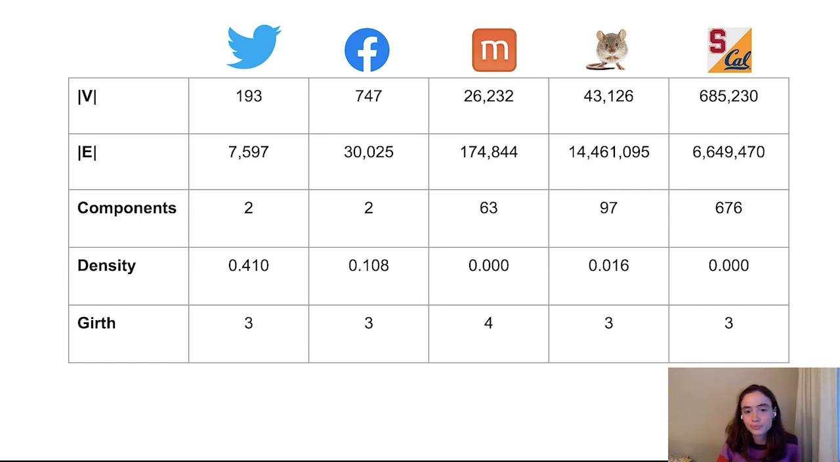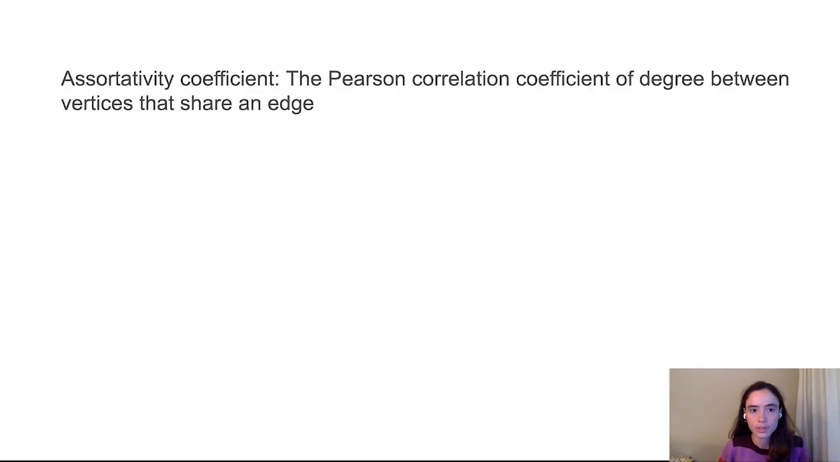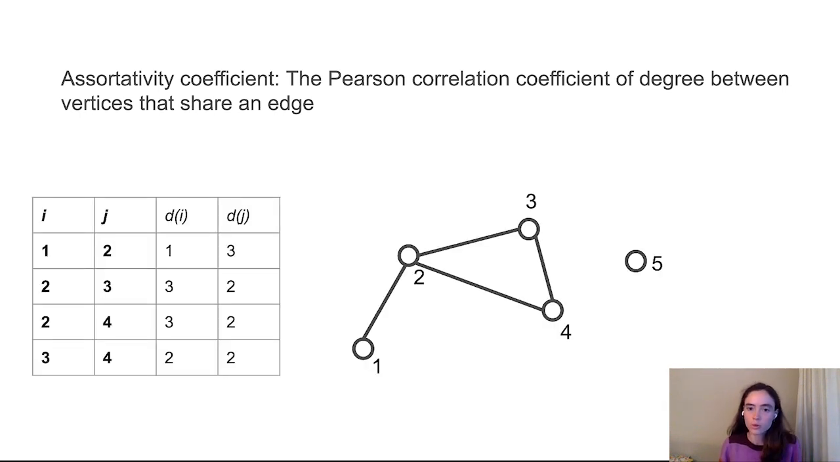The last metric we'll consider today is assortativity. So the assortativity coefficient is defined as the Pearson correlation coefficient of degree between vertices that share an edge. So we can think about this for our example graph. We can keep track of each edge, and for each edge, we can find the degree of each vertex that contributes to that edge. So we can see that for the edge between vertex 1 and vertex 2, vertex 1 has degree of 1, and vertex 2 has degree of 3.